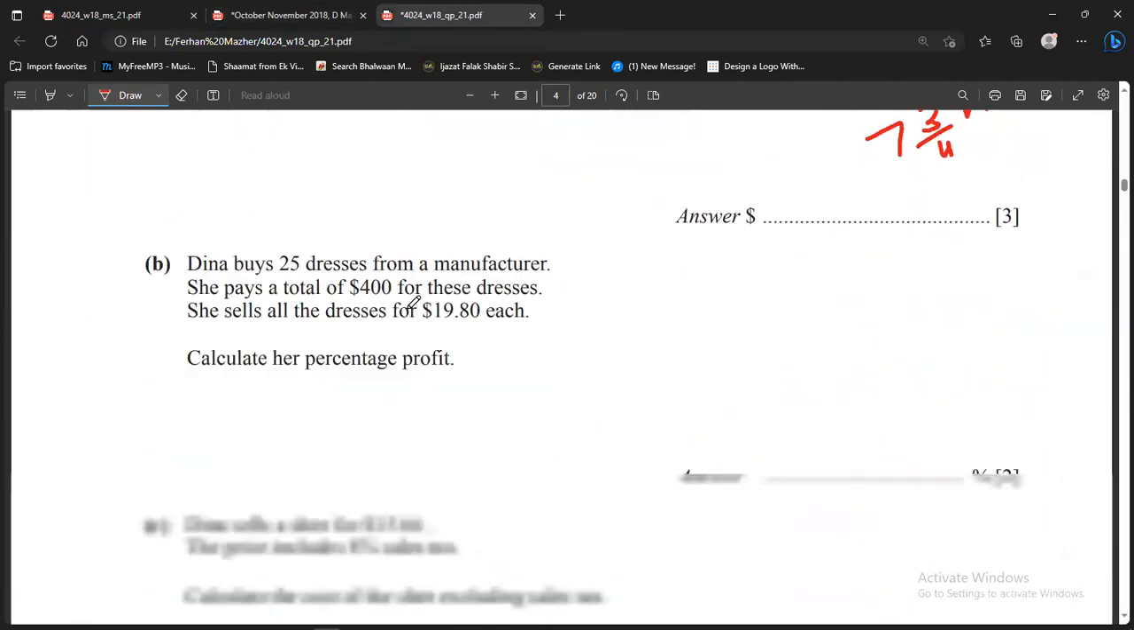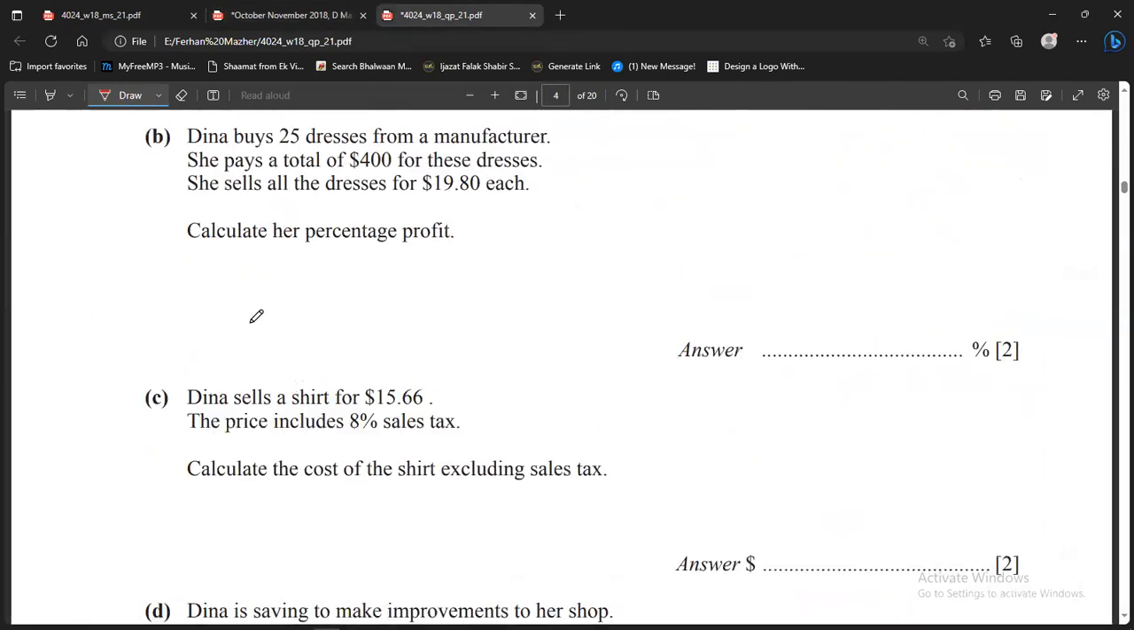Okay, then we go to the next question. It says, Dinah buys 25 dresses from a manufacturer. She pays a total of $400 for these dresses. She sells all the dresses for $19.80 each. Calculate her percentage profit. Okay, so the cost price is $400.